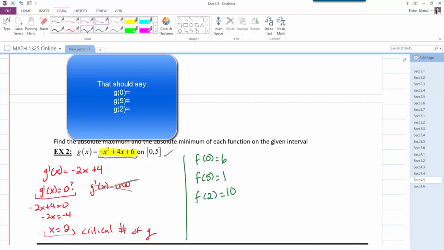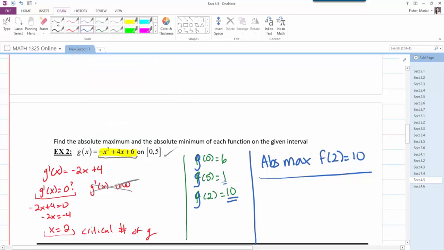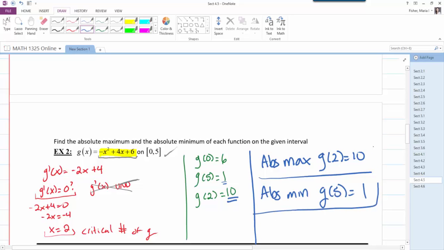Your absolute maximum is going to be at the largest value. Well, the largest value is 10, so I have an absolute maximum at g of 2 equals 10. And then your absolute minimum is going to be at your smallest value. Well, my smallest value is 1, and these should all say g, not f, because our function was in terms of g. So we have an absolute minimum at g of 5 equals 1. So our max is at g of 2 equals 10, and our minimum is at g of 5 equals 1.